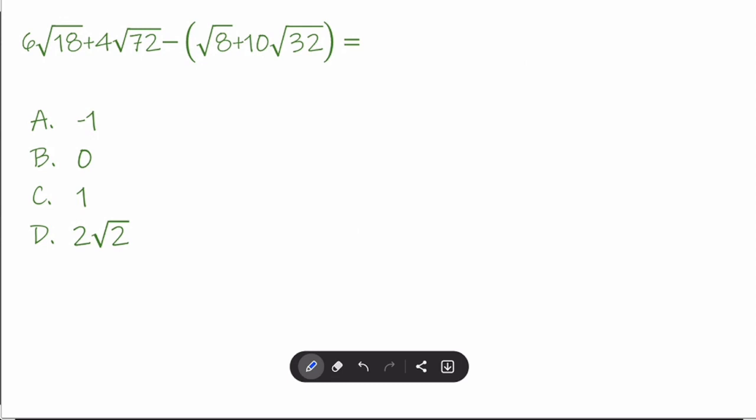So all right, we're going to start with, let's just copy this given first to transfer it. 6 squared of 18 plus 4 squared of 72. All right, so we have a minus sign. And this minus sign, if the next one is the parenthesis, there's what you call distributive property.